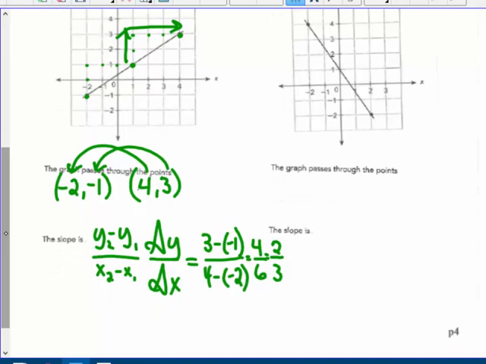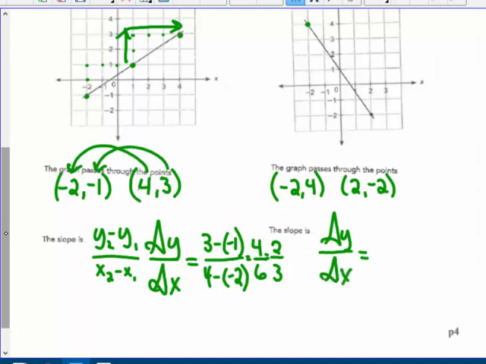So the graph passes through the point -2, 4 and the point 2, negative 2. So my delta y over delta x is, and now I'm going to go this way. As long as I'm consistent, taking the first y value of 4 and subtracting the second y value, I have to take the first x value, which is negative 2, and subtract the second x value.